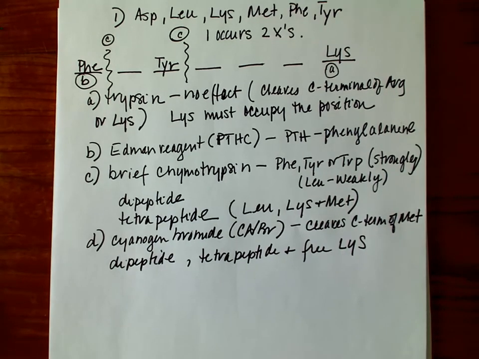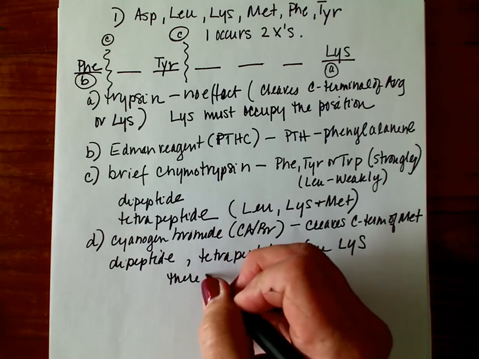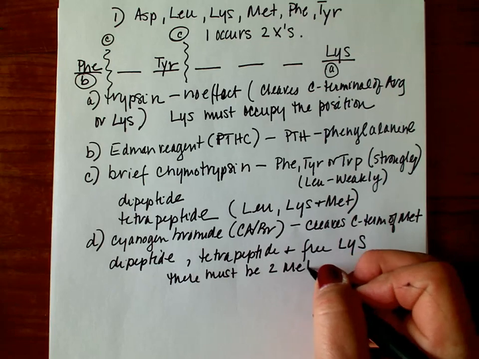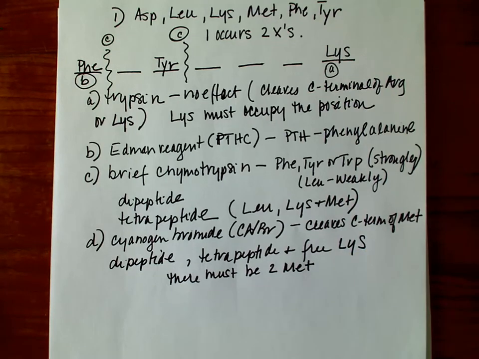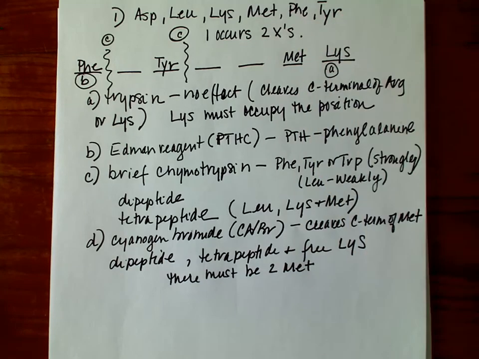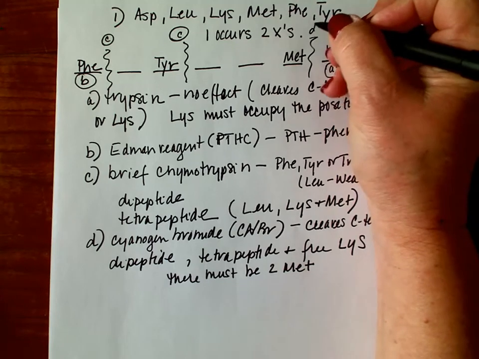So, since we get 2 peptides and a free lysine, that means there must be 2 Mets, or 2 methionines. Okay? And one of those has to be in the 6th position. Otherwise, we would not get a free lysine. So here's methionine. We know we've got a cleavage here, and that comes from D.